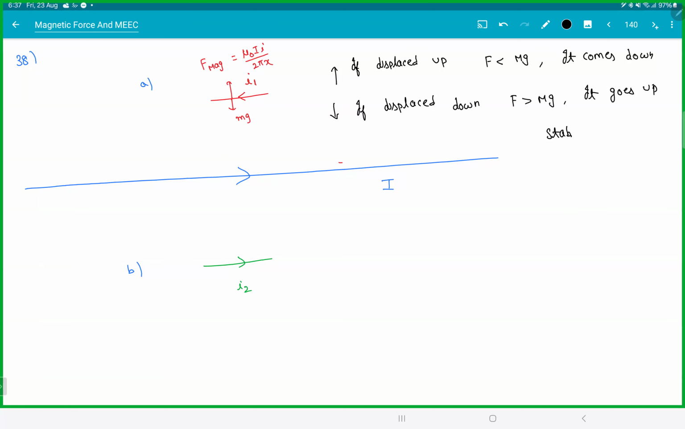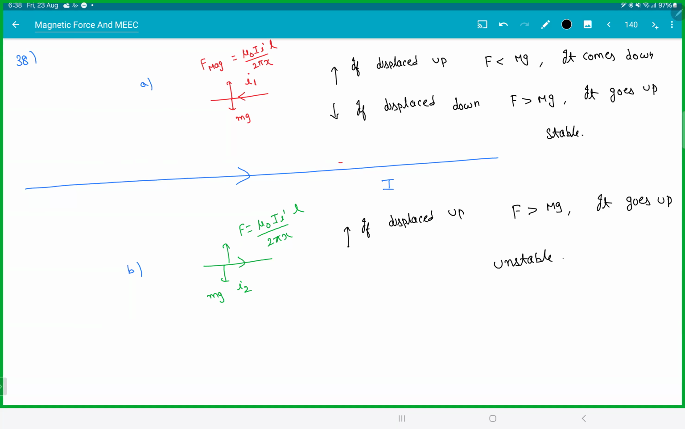This is stable. This guy, the story is the same. Here, there's an attraction force, which is mu naught I by 2 pi x into the length, and this is your mg. Now, if I displace it up, you're getting closer. The magnetic force will become greater than mg. It goes up. It gets attracted. It keeps going up. It will never come back. So gone. There's no need to do the second part. This is unstable. Same thing will happen when you push down also. It'll just keep going down.